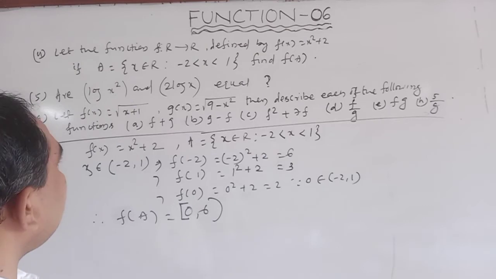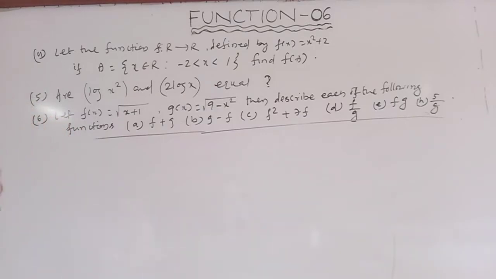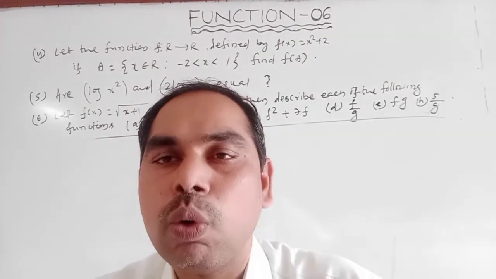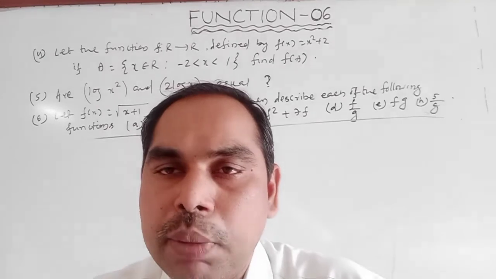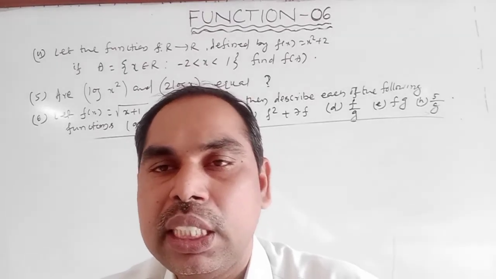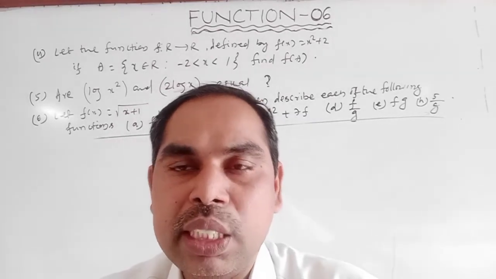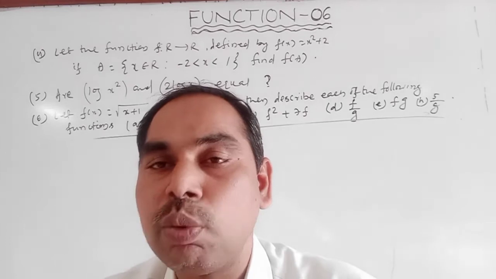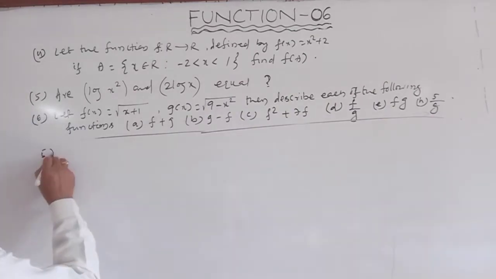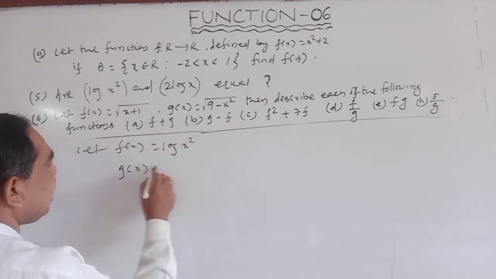This is question number 4. Next, question number 5: is log x square equal to 2 log x? Two functions are said to be equal if their domain, codomain, and value of the function in each case are equal. That is, f of x and g of x are equal means domain of f is equal to domain of g, codomain of f is equal to codomain of g, and f of x is equal to g of x for each x belongs to the domain. So here, question number 5: let f of x is equal to log x square, g of x is equal to 2 log x.